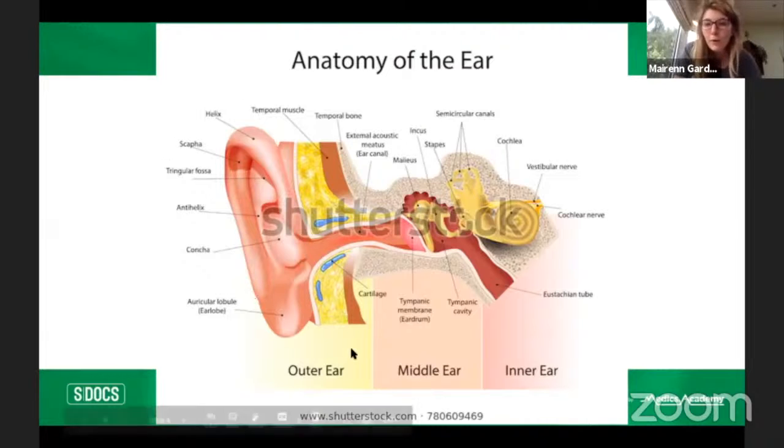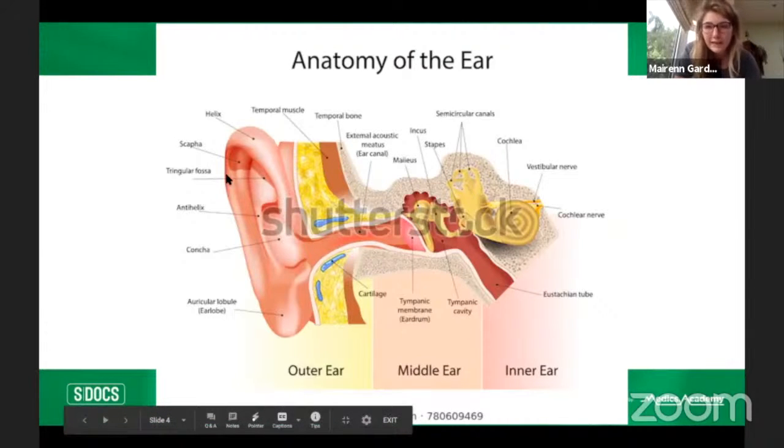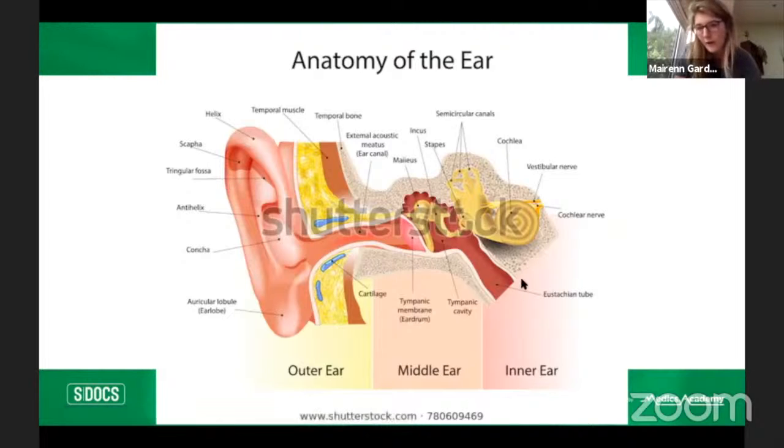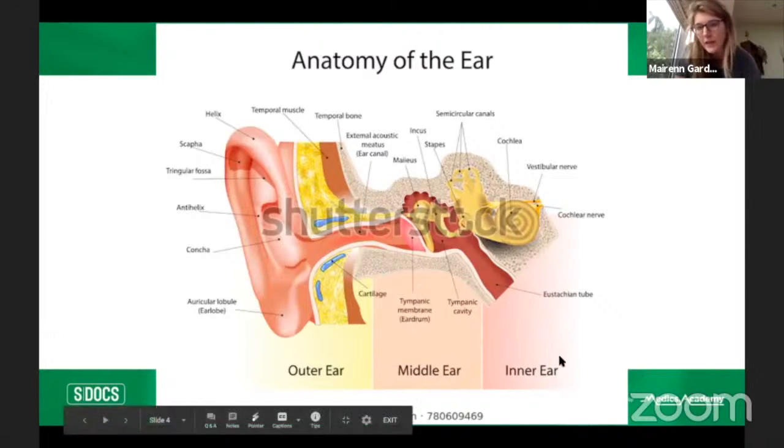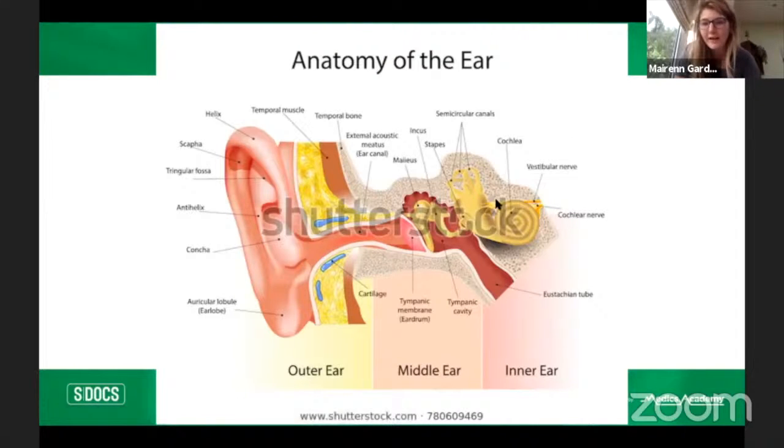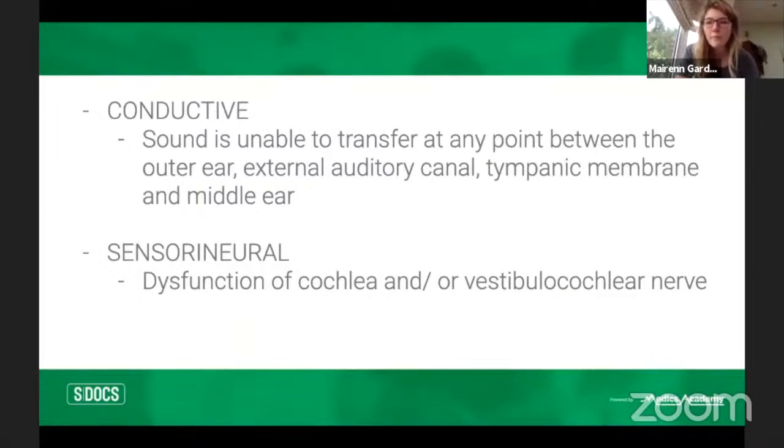If you've got a problem with the outer ear or the middle ear, it will cause a conductive hearing loss. Whereas if you get a problem with the inner ear, so the cochlear nerve, the vestibular nerve, or the cochlea, it will cause something called a sensorineural hearing loss. So that's just said here more clearly.